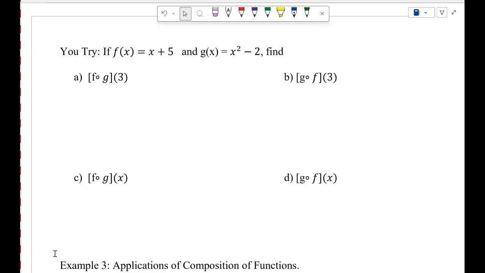So for this one, as you can see, this is U Try, meaning that I want you guys to spend a few minutes working these out. And then once you're done, come back and check the answer.